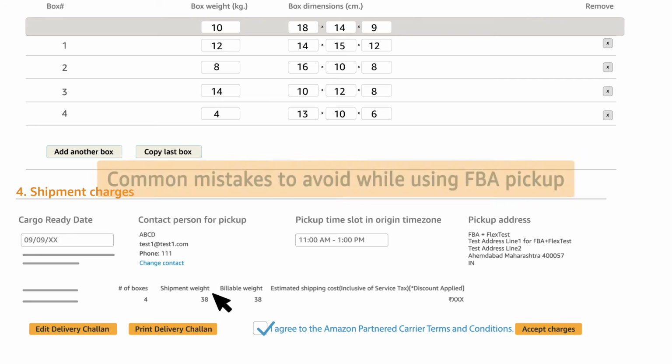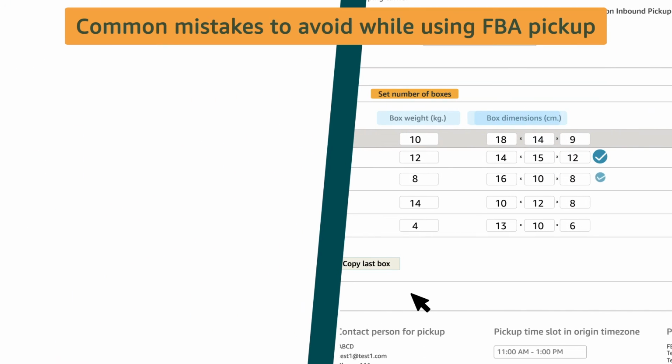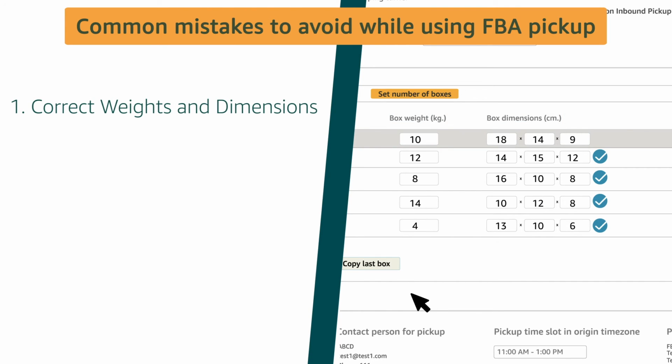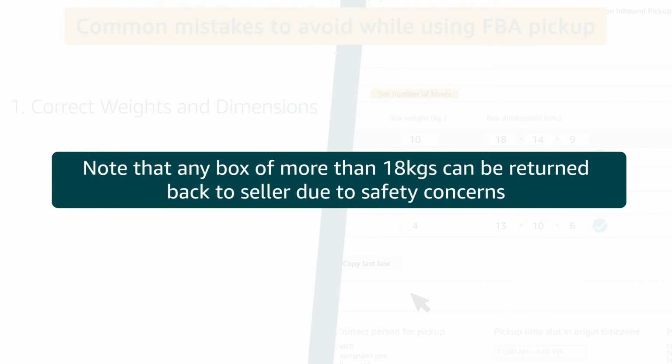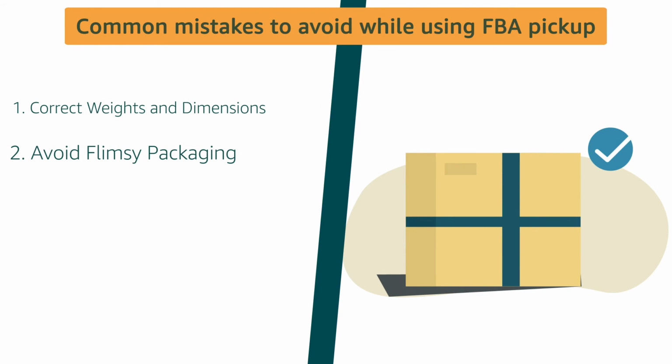Now let's understand the common mistakes to avoid while using FBA Pickup. Make sure your box dimensions and weights are correct. Note that any box of more than 18 kgs can be returned back to the seller due to safety concerns. Remember to pack the boxes properly. Flimsy packaging could lead to damaged goods.